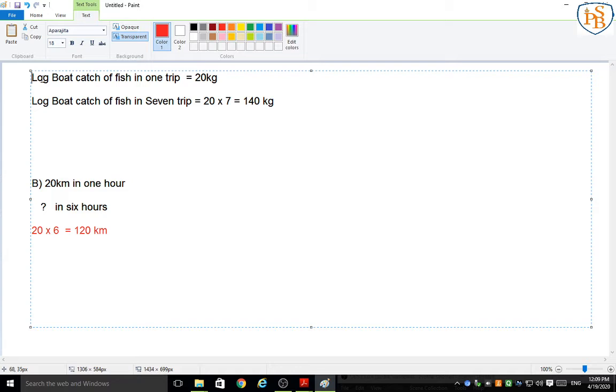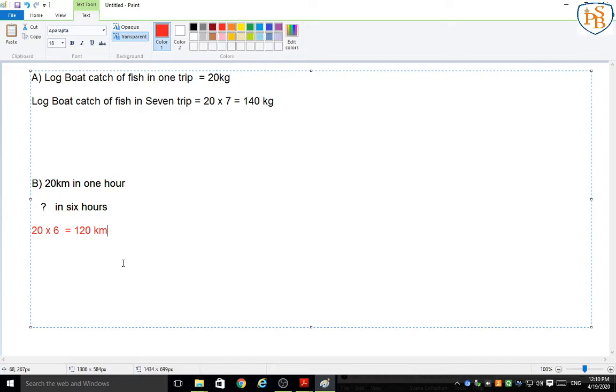Understood? Here we solved example number A. From example number A, we solved about the long tail boat only. The remaining boats you have to solve. Correct? Our answer is 140 kg. Like that you have to solve about the long tail boat, motor boat and machine boat. Example number B we covered here. The motor boat travels 120 kilometer in 6 hours.